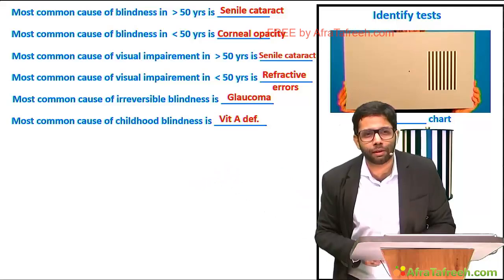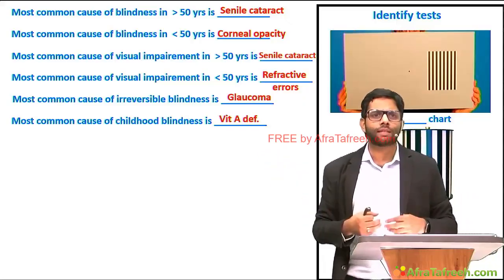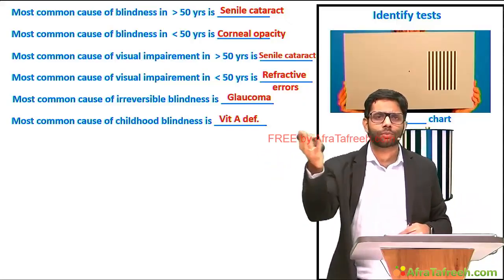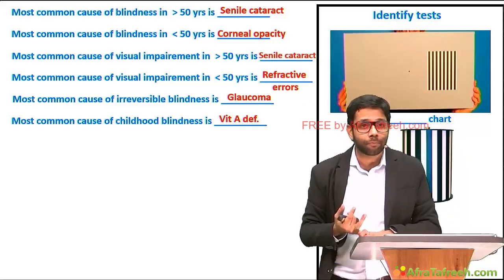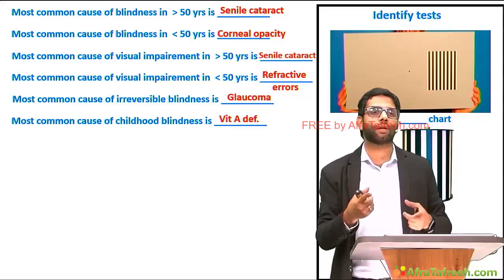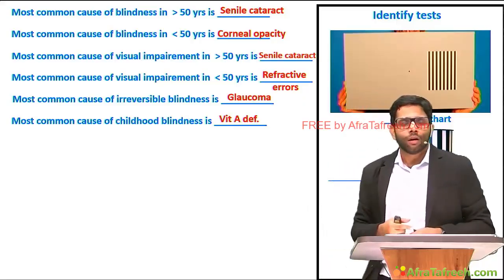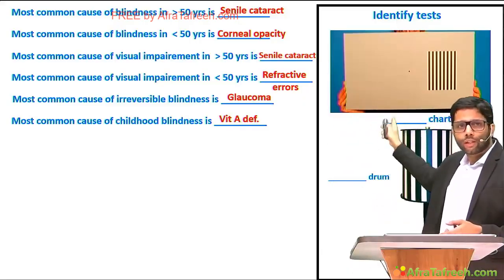Most common cause of preventable blindness, senile cataract. Of course, vitamin A you can prevent, but incidence of senile cataract is more, na? So PSM people tell. Most common cause of preventable blindness is senile cataract. You're not preventing cataract, you're preventing blindness from cataract by doing cataract surgery. But in child, you cannot tell the visual acuity. So for visual acuity in the child, two tests I've given.